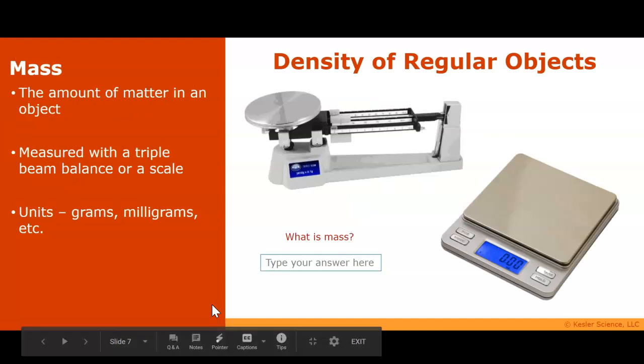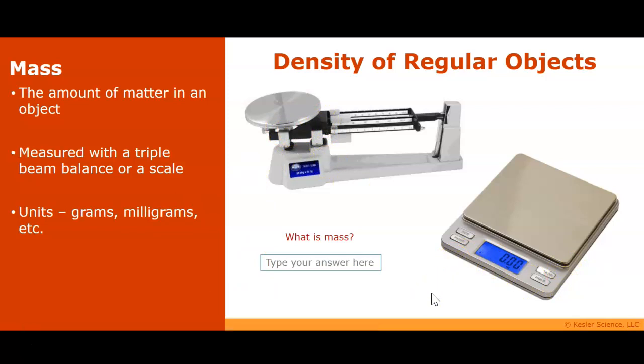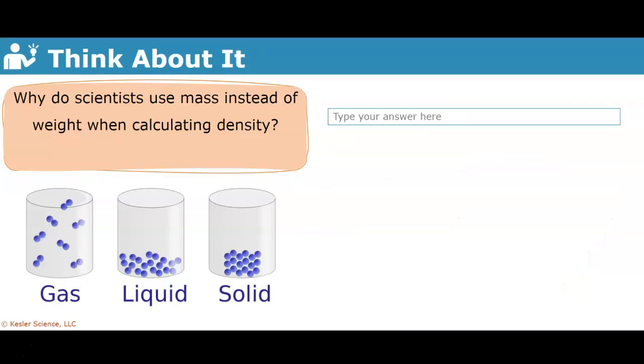Mass is the amount of matter in an object, and you can use a triple beam balance or a scale. In science, we measure it in grams and milligrams. So why do scientists use mass instead of weight when calculating density? Imagine that you are on the moon. Your weight is actually a measurement of the gravity pull on you. On Earth and on the moon, you would have the same amount of mass, but your weight would be different because it would be dependent on gravity.